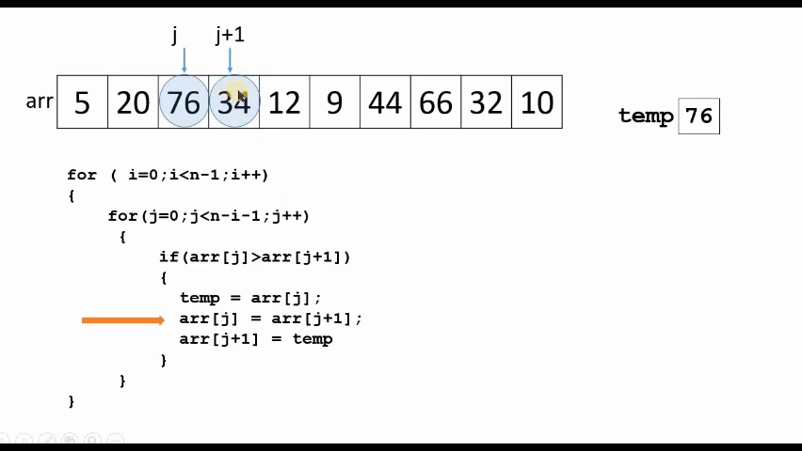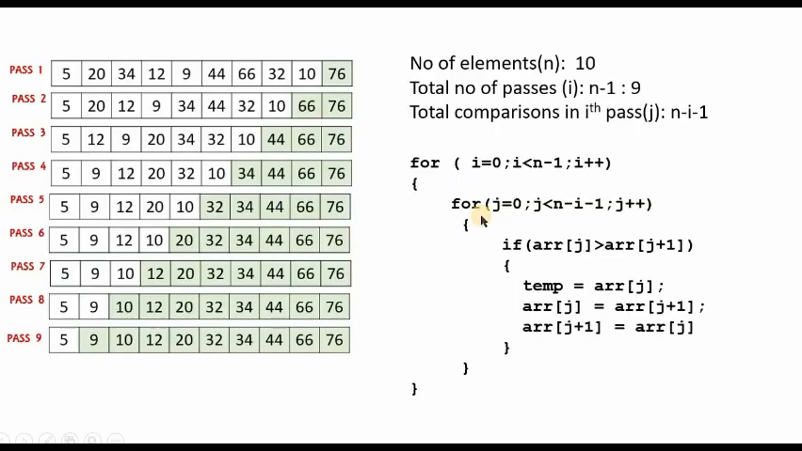J plus 1 has 34. I'll copy 34 to j. So now array of j will be 34. Finally, I'll copy the value of temp to array of j plus 1. In this way, we have successfully swapped the two items without losing any values. Even for future references, remember that this is how you are going to swap the contents of two variables. You have to make use of a temporary variable, otherwise swapping is not possible. This exactly is the logic that I am going to make use of in my program.